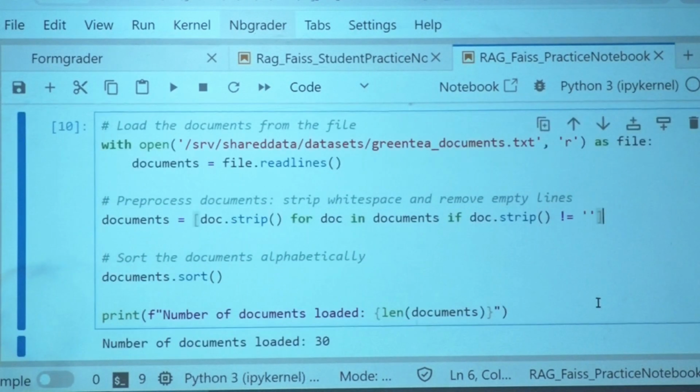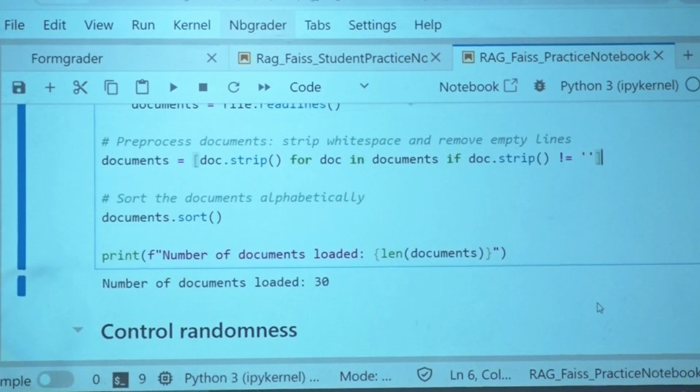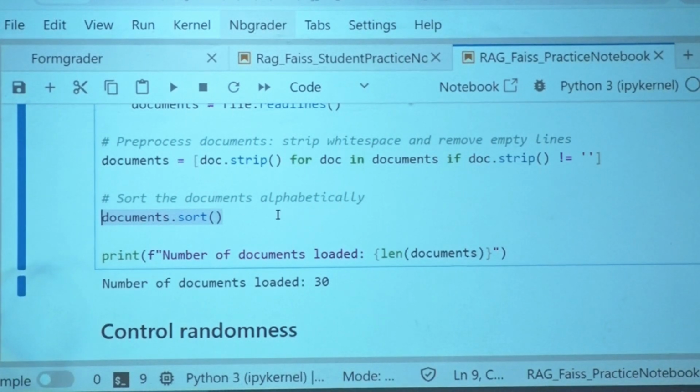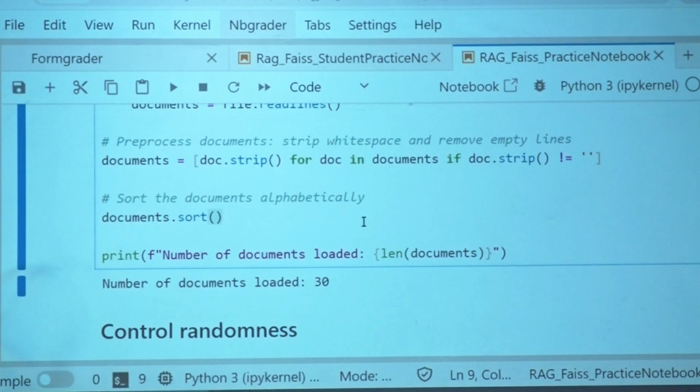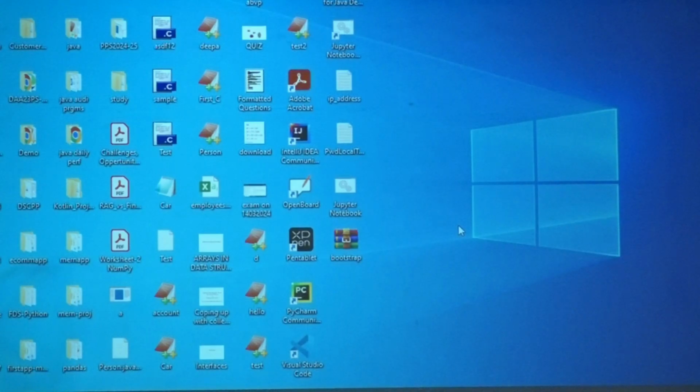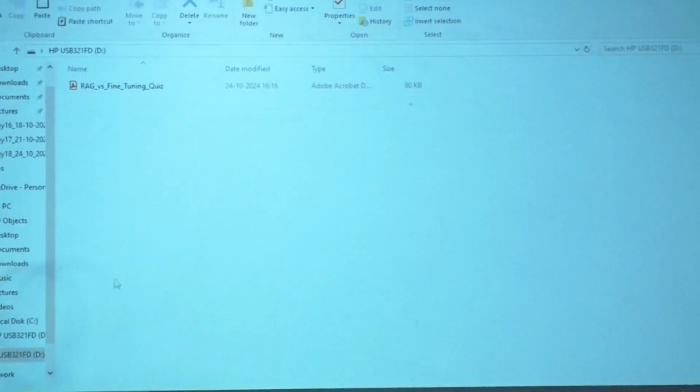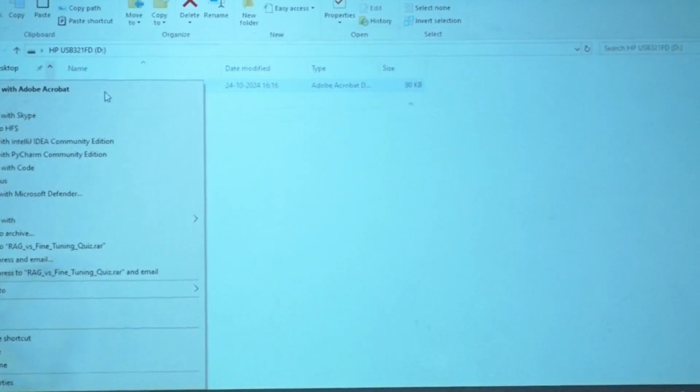Then we are sorting the documents alphabetically. This is just to keep track of what documents there are. I don't know whether it's necessary to sort the documents. We can perhaps do without that. Okay, and then we have the number of documents loaded. In this case we are getting 30. Before we go there, just a small quiz.